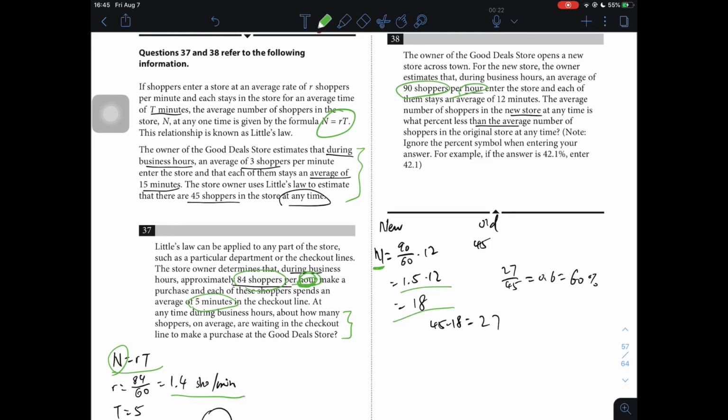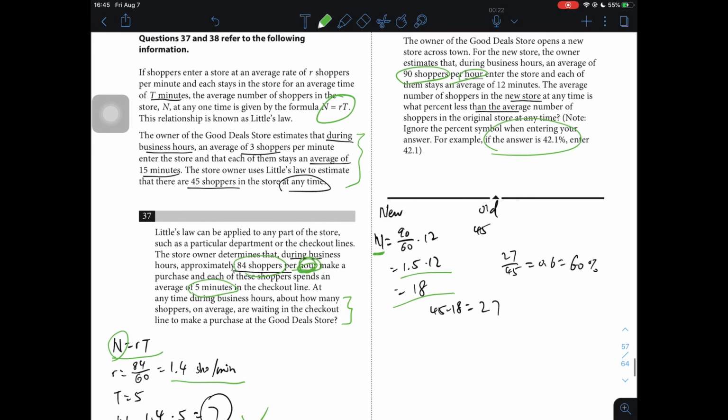So they want to ask the percentage. So what's the percentage? Is 45 minus 18, right? Is how many less customers it's getting. So it's 27. So 27 over the original, over the 45 shoppers for the old shop is 60%.